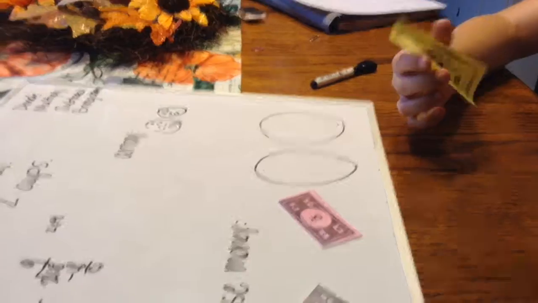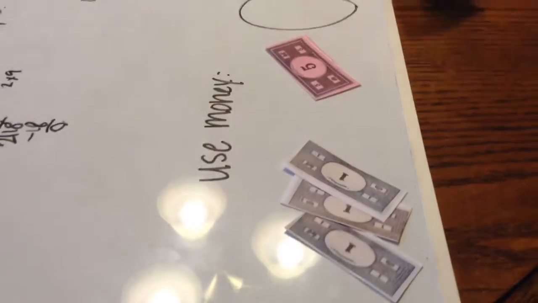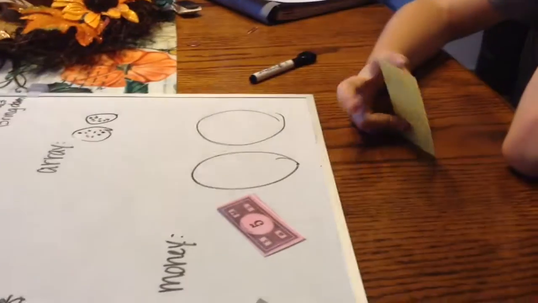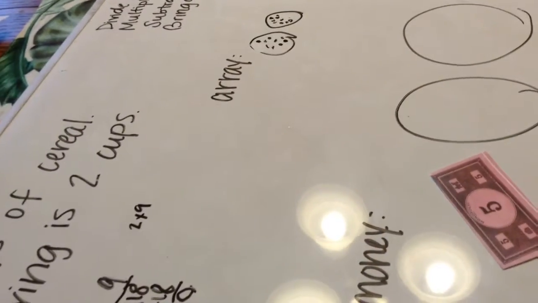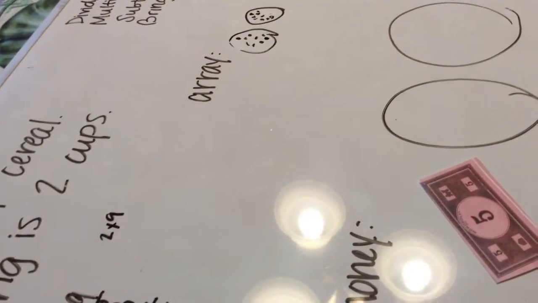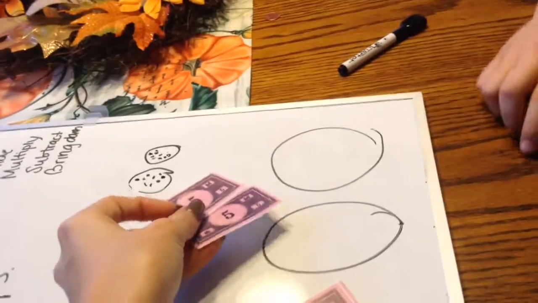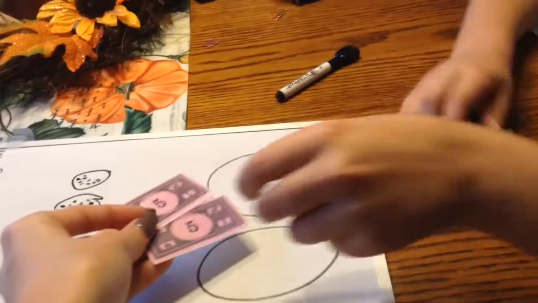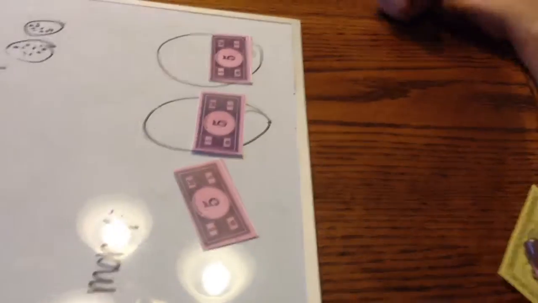You could turn your 10 into 10 ones? Mm-hmm. Or what else could you turn it into that you have down there right now? 5. How many 5s would go into 10? 1, 2. Okay, how do you know that? Because 5 plus 5 equals 10. Okay. Now see, so you've traded in your 10. You give me your 10 and I gave you 2 5s.